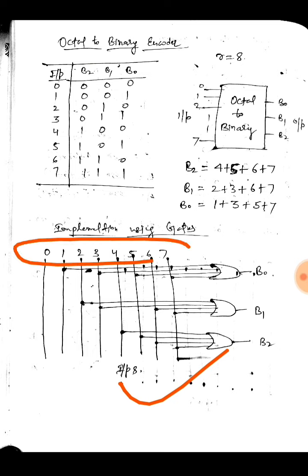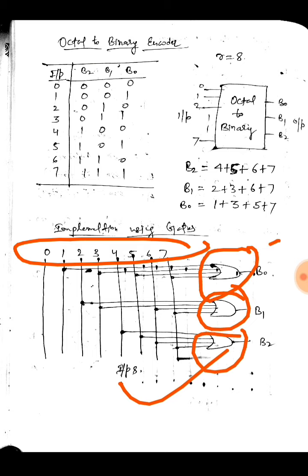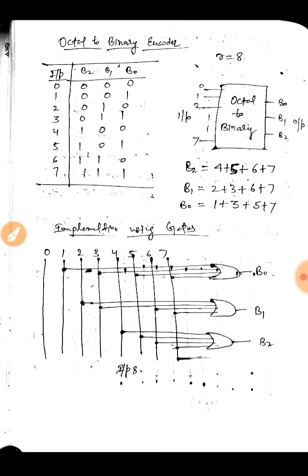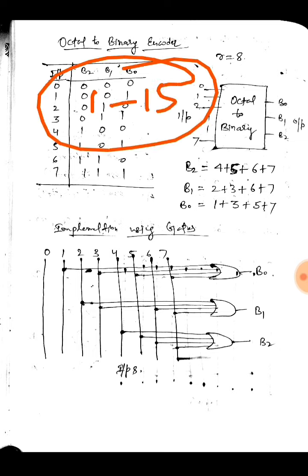We have 7 inputs, and when we combine them and feed into OR gates, I would get the output digits B0, B1 and B2. Similarly, we can also implement our hexadecimal to binary encoder in the same manner, in which the inputs would be 16, that is from 1 to 15, and we would be having 4 binary digits to represent our output.